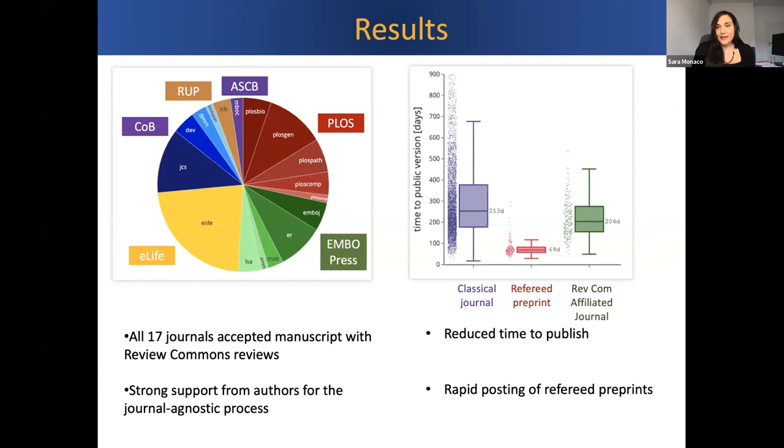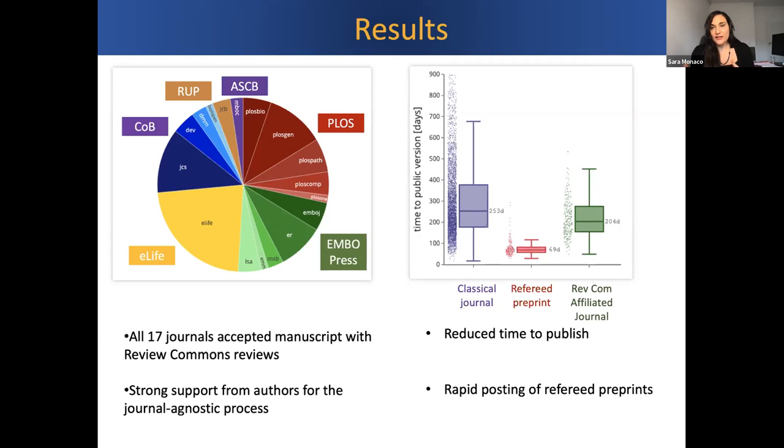And as I said at the beginning, our main goal was to accelerate the time to publish and to accelerate the access to peer-reviewed research in general. So here we try to measure the time to publish in classical journals compared to Review Commons. So in purple, you see data derived from the journals of EMBO Press that we took as an example of the classical system. And these were manuscripts that were either accepted or rejected by the journals of EMBO Press. So actually many of them went through multiple rounds of peer review. And you can see how the distribution looks like.